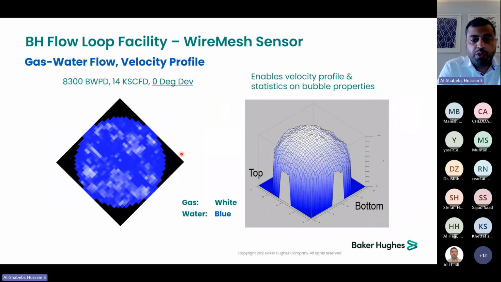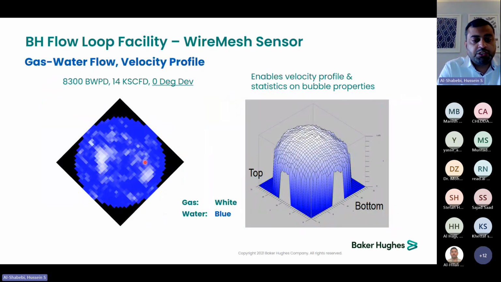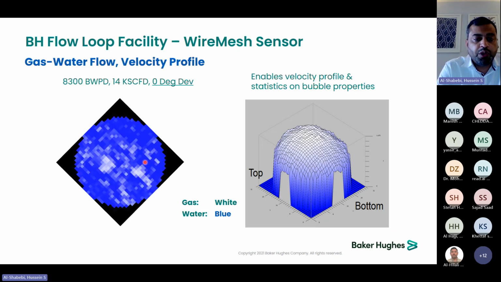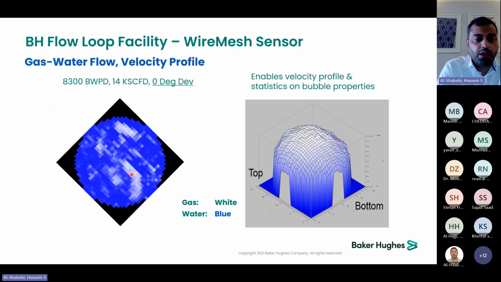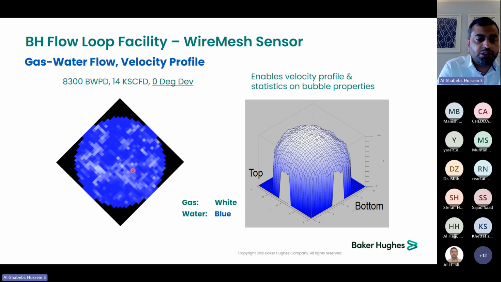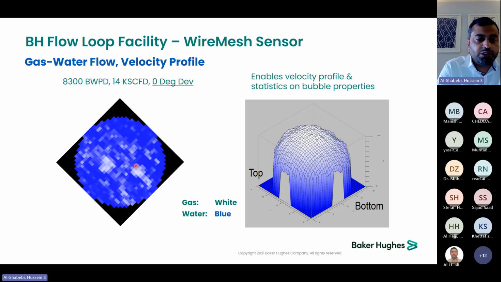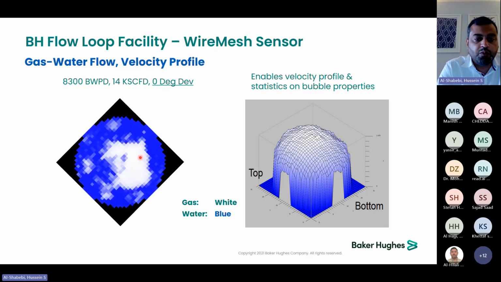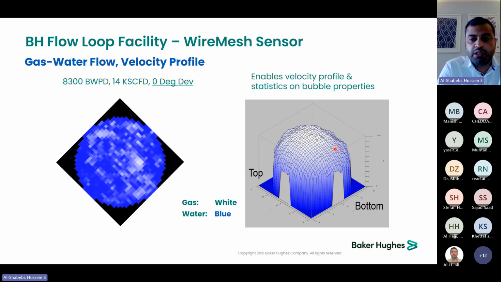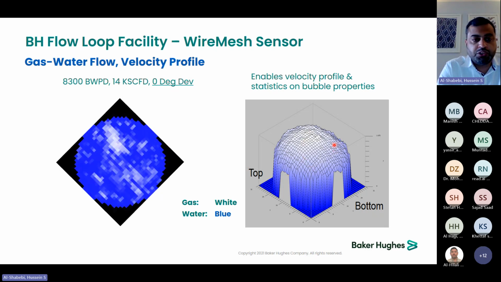In this example, we are also using, as I mentioned, the micromesh to calculate the velocity. So we have two micromesh with a known distance between them. And usually we utilize this if it is a bubbly flow, because we can see the bubbles traveling from the first micromesh to the second one, and we can generate the velocity distribution.